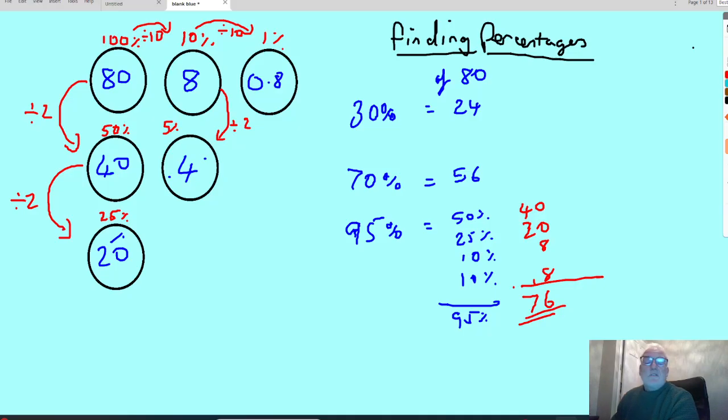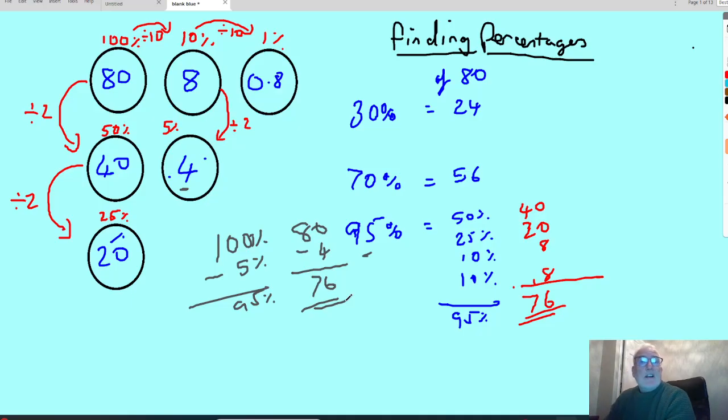Now when you get used to using this method, you can see other ways of maybe, there's not just one way to make 95%. You could say, well, if I take 100% and I take away 5%, that'll give me 95%. So I've got my 80, take away my 5%, which is 4, and that's going to give me 76. So you may find that slightly easier to do it that way around as well. Okay.